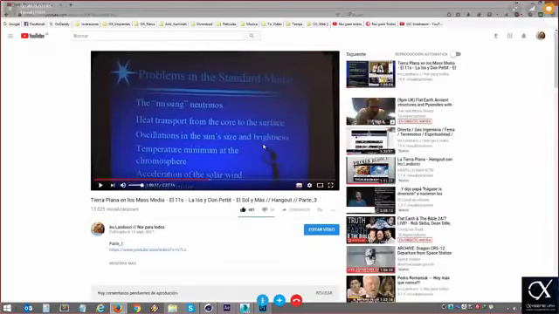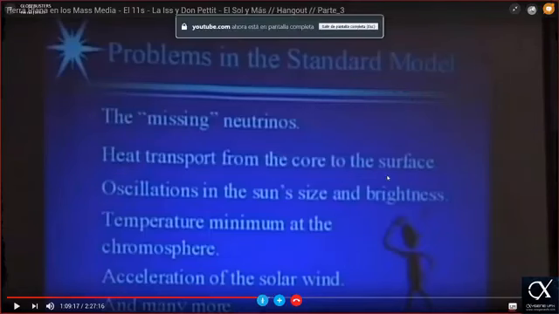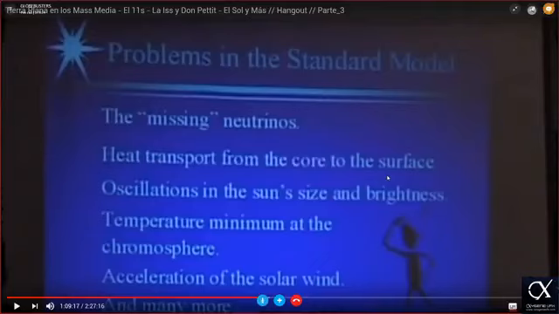Can I play? Sure. Okay, because maybe people need to understand that right now in the heliocentric model they have all these missing neutrinos, the oscillation of the sunlight, the temperature minimum at the chromosphere, the acceleration of the solar wind, those kinds of things. They are a huge problem. But when you start thinking in terms of an electric sun, that is totally correct.